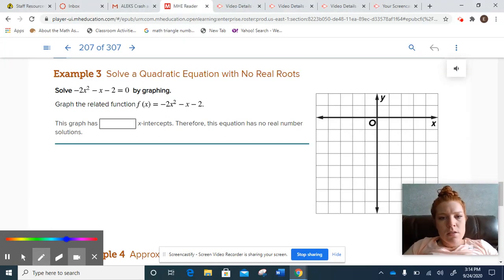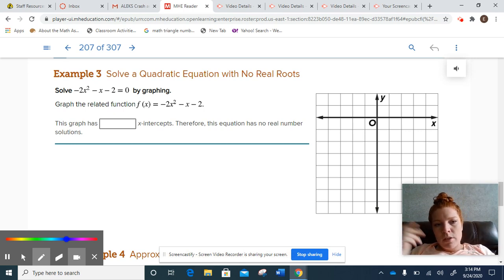Okay, we're gonna do our last type, which is the no real roots. That means it's not crossing the x-axis at all. We're gonna go ahead and graph it like normal just to see, because sometimes they're not always gonna tell you what type it is. So let's do that.